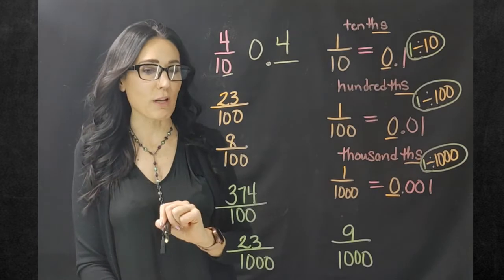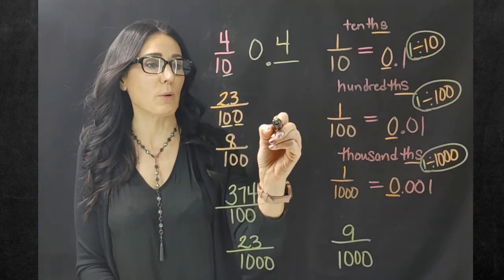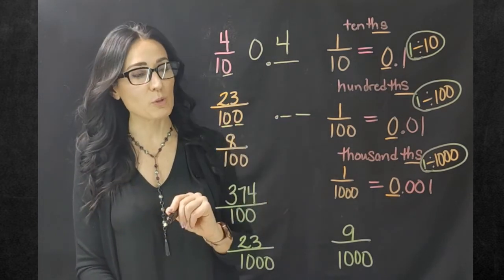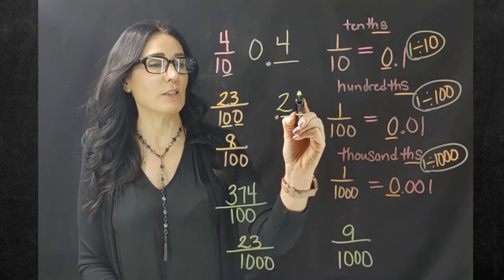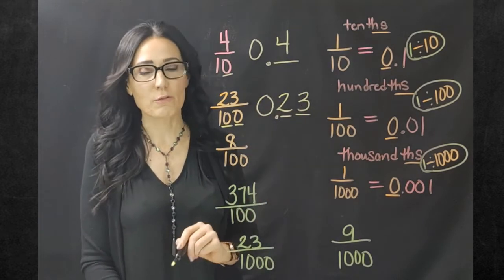We have 23 hundredths, and that's going to mean that we have 2 decimal places, so we're going to make sure we fill in both of those decimal places with the number 23. So that would be written as 23 hundredths, and we put a 0 in front.